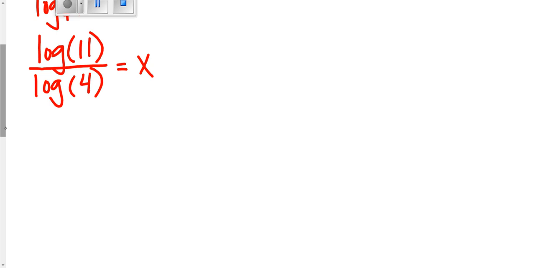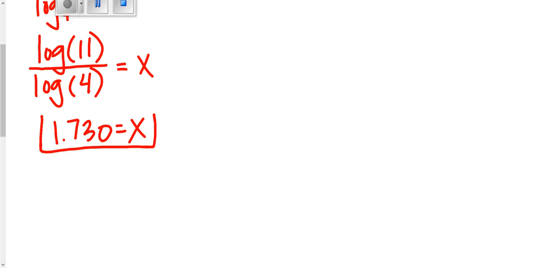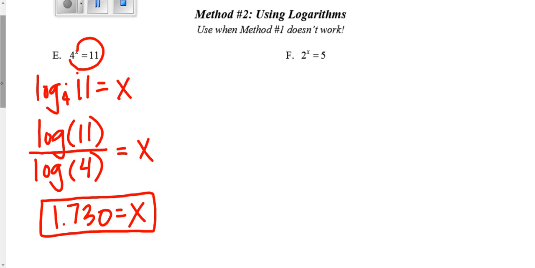And it's going to give me a decimal. It's 1.730 if I round to 3 places. And just know on these problems, you're usually going to get a crazy decimal like that. You can always check your work because I know these numbers are kind of uncomfortable.